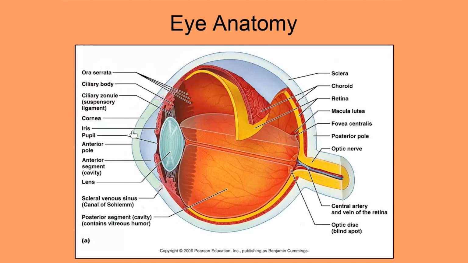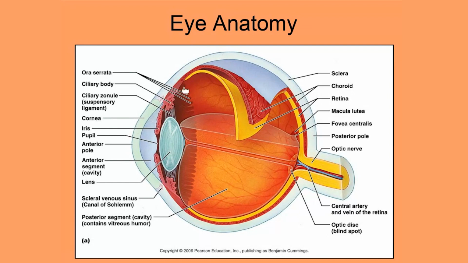The role of this aqueous humor is it's going to help to pressurize the front of the eye, because it's very important that the front of the eye, and particularly the cornea, maintains its shape, because the shape of the front of the eye is going to allow it to properly bend light rays as they move through the eye, as you're going to learn about in the activity that we do this week.